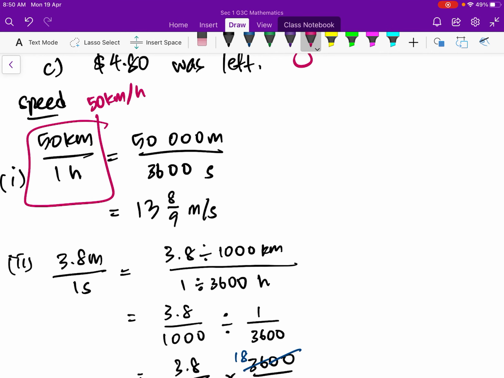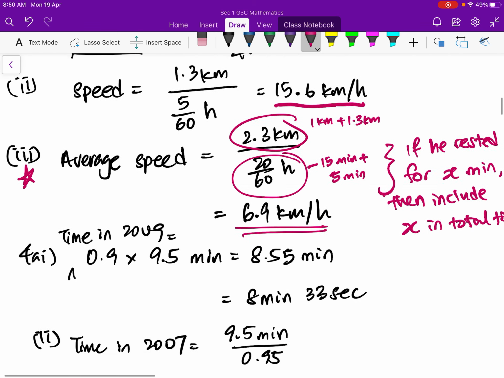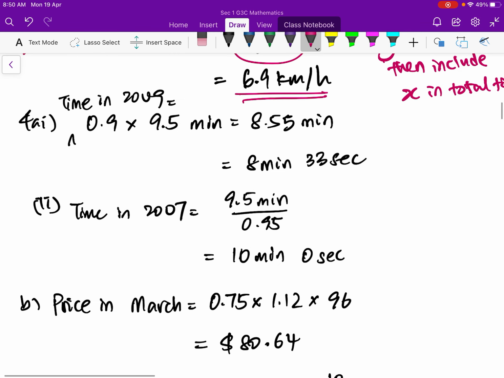Alright? And that's how we ended up with 90%, which is 0.9. 90% is 0.9 times 9.5 minutes. We get 8.55 minutes, which is 8 minutes 33 seconds. Any issues? 8 minutes 33 seconds.